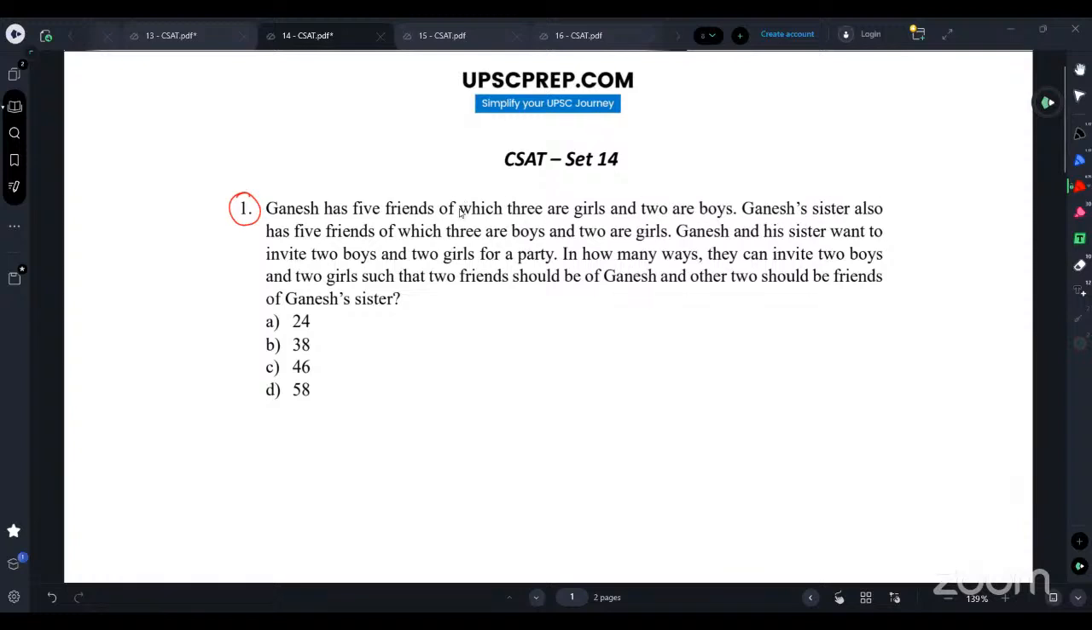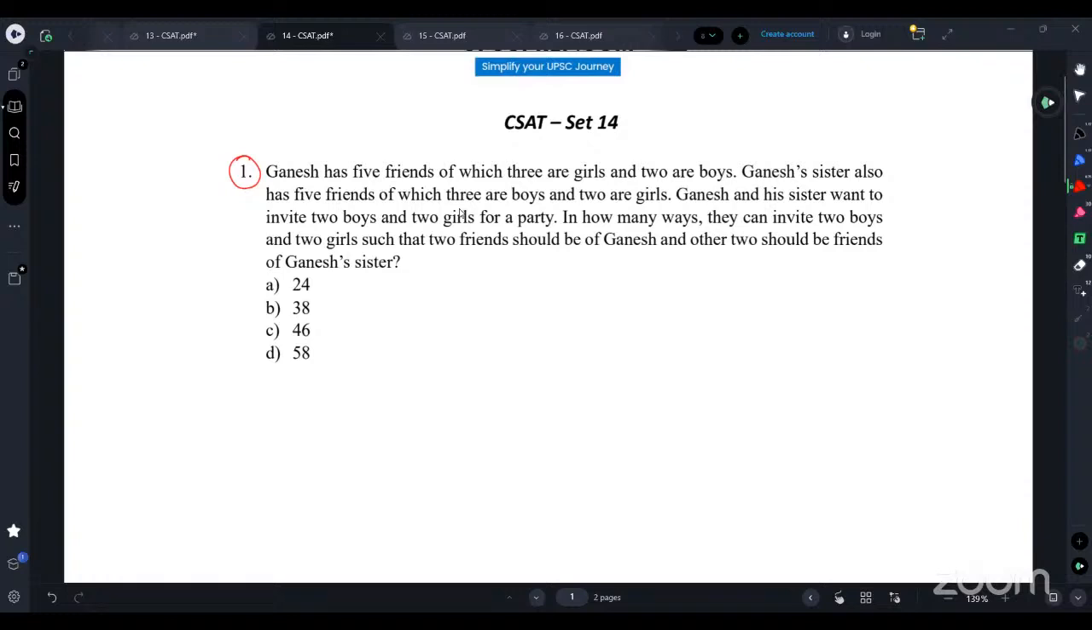See, first question. Ganesh has 5 friends, of which 3 are girls and 2 are boys. Ganesh's sister also has 5 friends, 3 are boys and 2 are girls. Okay, let's see now there is one boy Ganesh and another girl, let's say Ganesh's sister. Ganesh is having a total of 5 friends and his sister is also having a total of 5 friends.